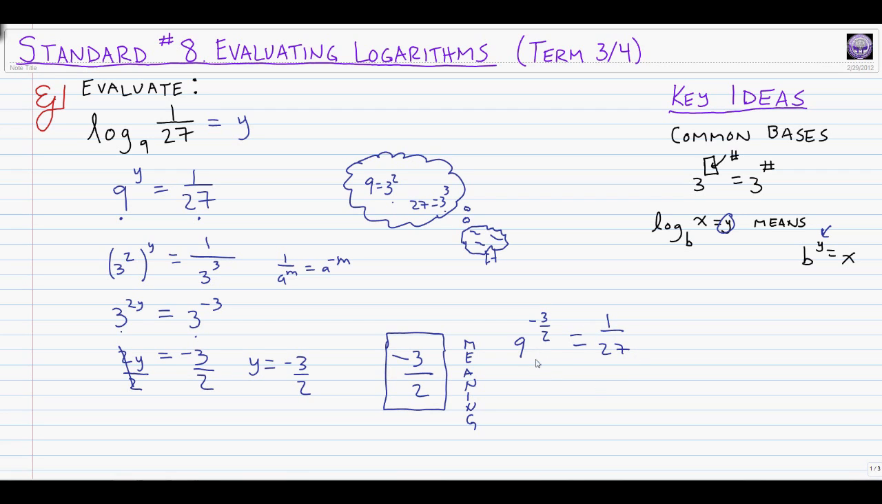And in fact, that is true. If you don't trust me, you can go ahead and manipulate it a little bit, and you'll see that it does come out to be the fact. So in fact, as our answer, we get that negative 3 over 2, or negative 1.5, is our answer. That's the power of 9 that gives us 1 over 27. So that was one. Let's look at another one. That's basically all we'll do from here, is just look at some examples.